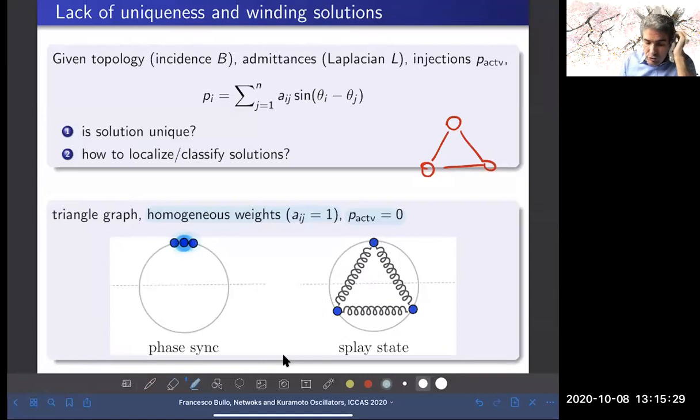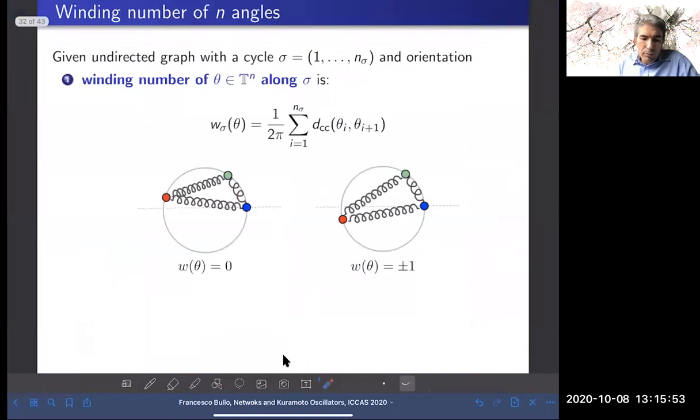This is called the phase synchronous solution. Now I have full phase synchrony. All of the phases are identical. On the other hand, I could be in a situation where I actually place the angles equispaced along the circle. This is called the splay state. And it turns out that even that, as you can check by substituting into the equations, is a solution. So it's not unique. How do we elaborate on this?